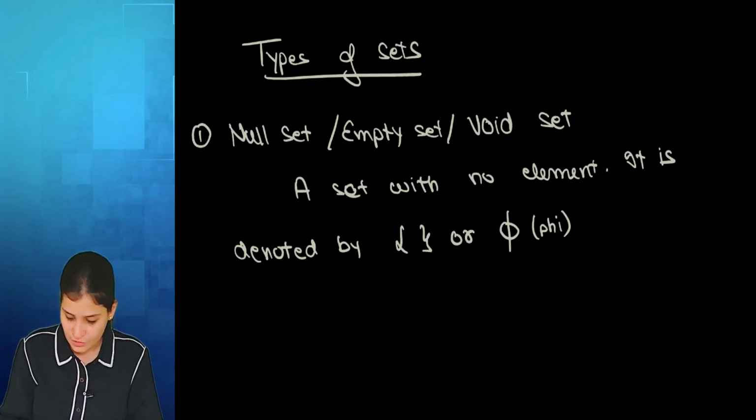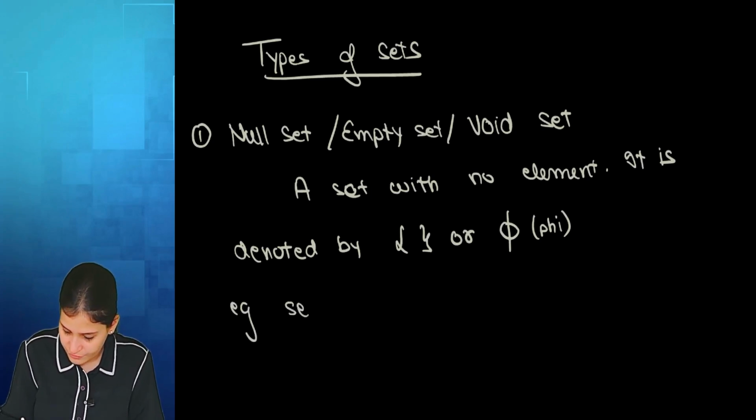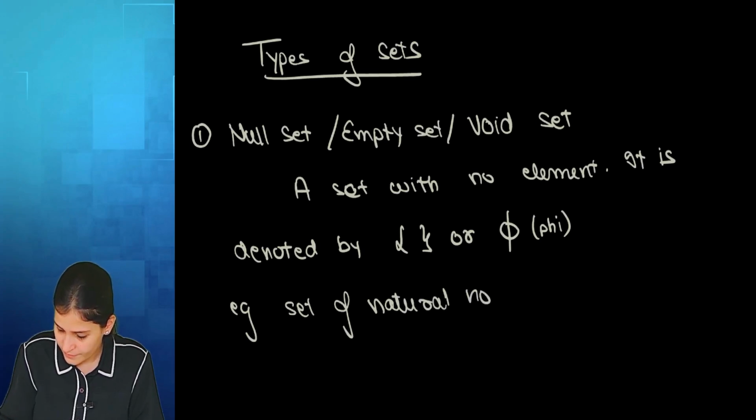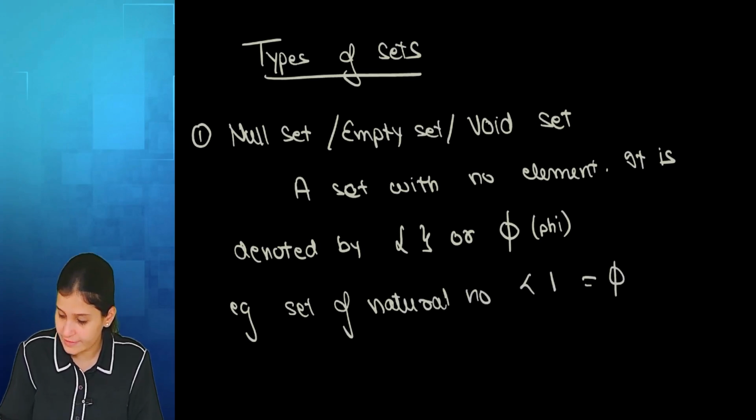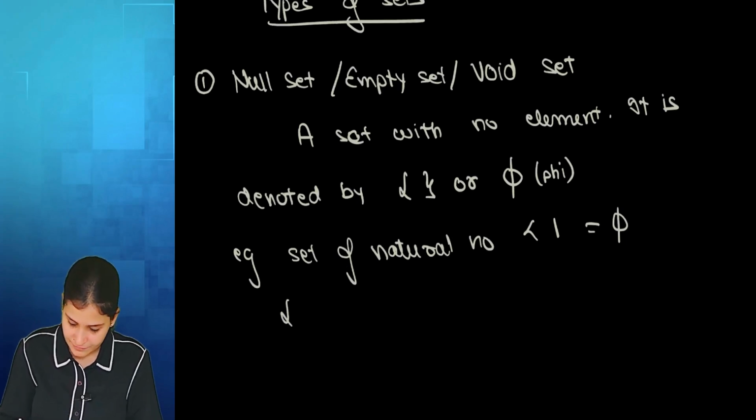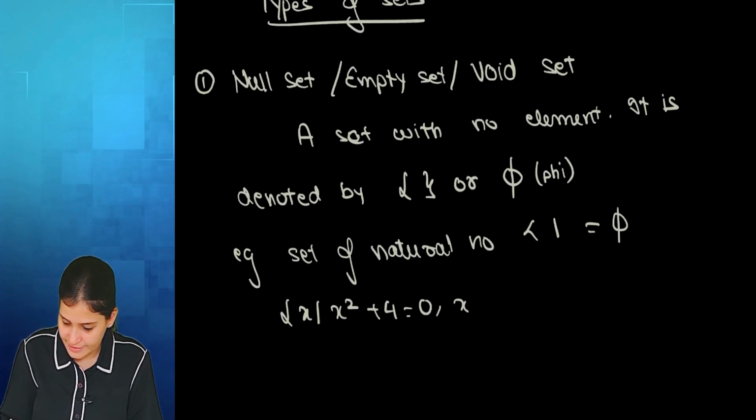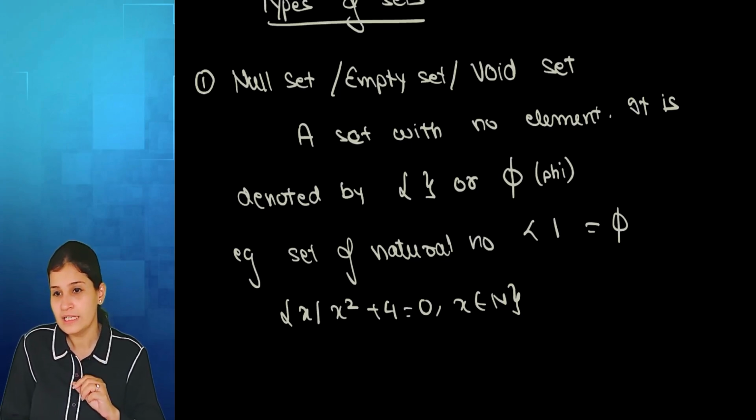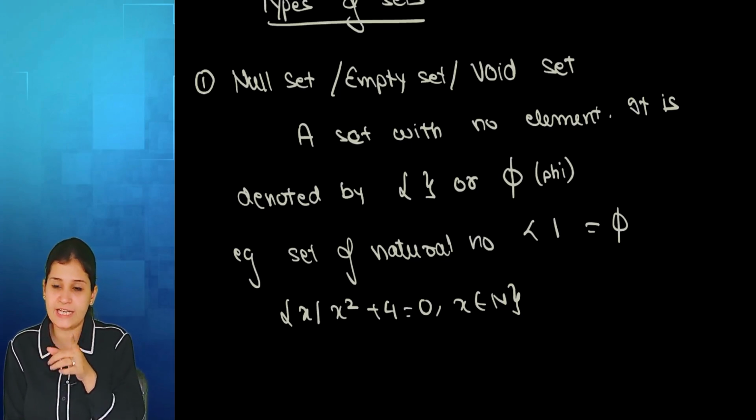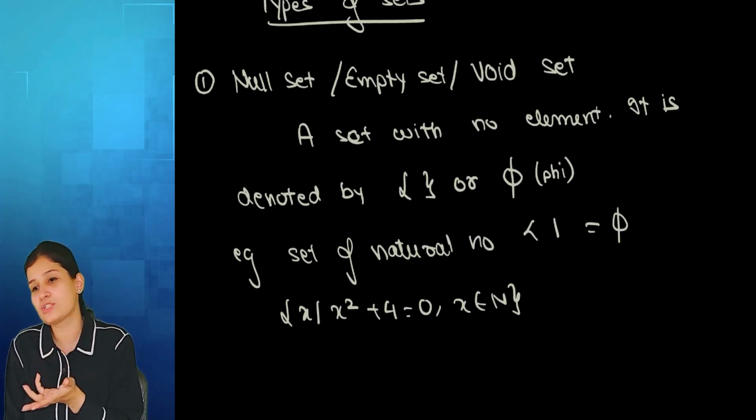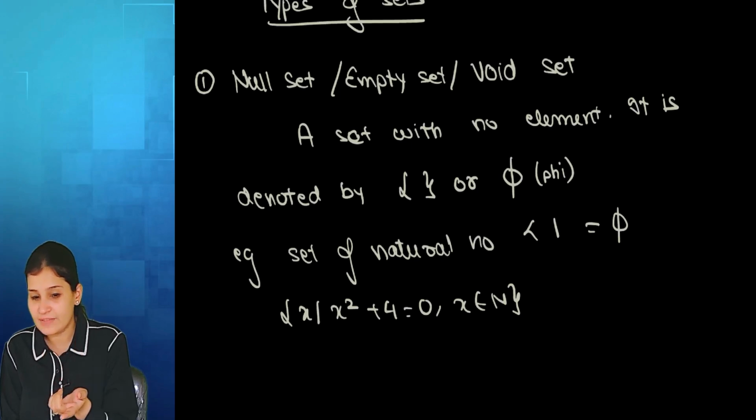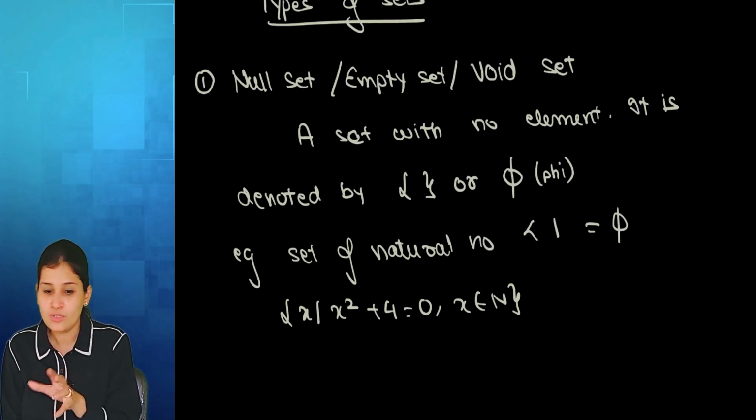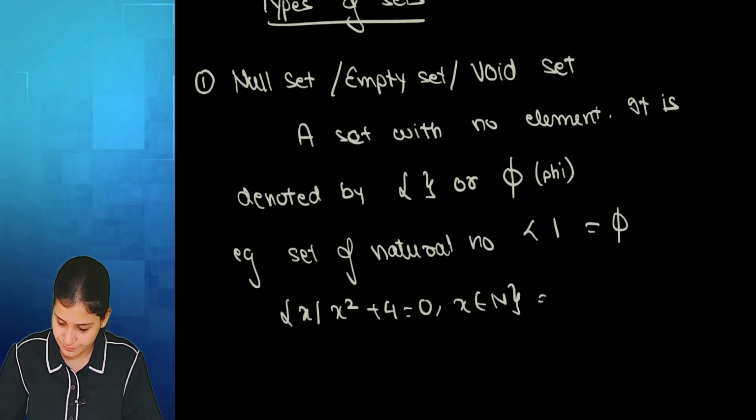Clear? So, for example, the set of natural numbers less than 1. It's a null set. Say x such that x square plus 4 equals 0, where x is a natural number. Can any natural number satisfy this equation? If x square plus 4 is 0, then x square will be negative 4. How can the square of a number be negative? So will I ever get a solution for this equation? No. So it is going to be an empty set.